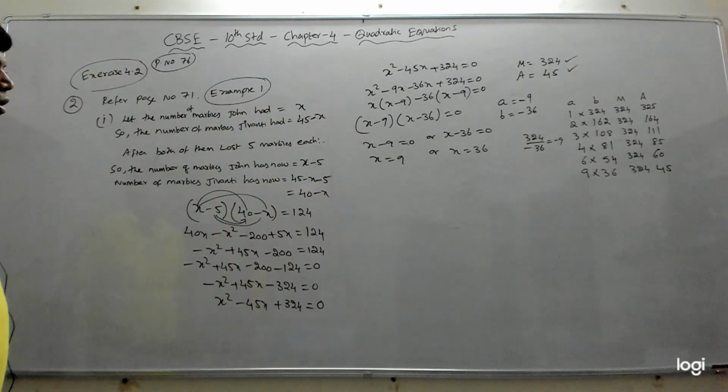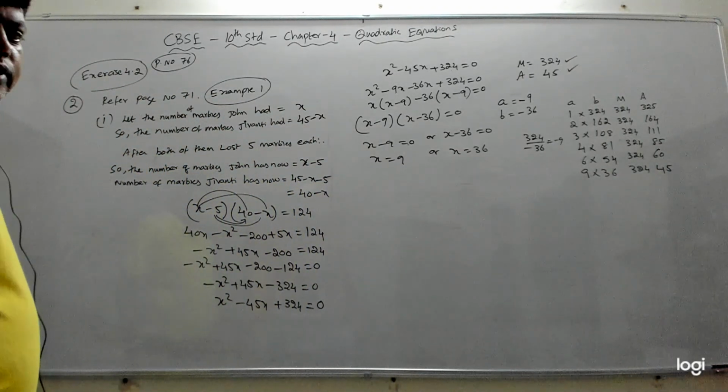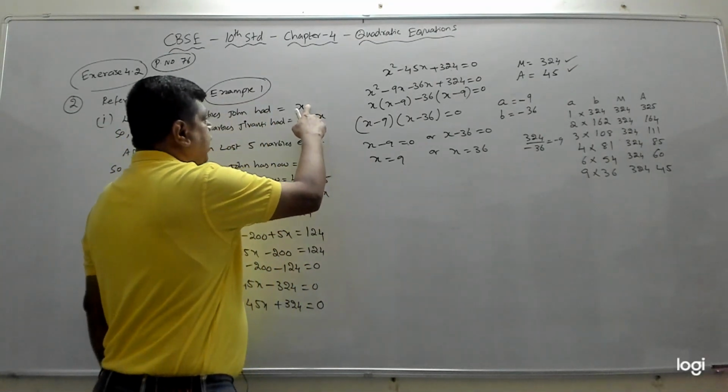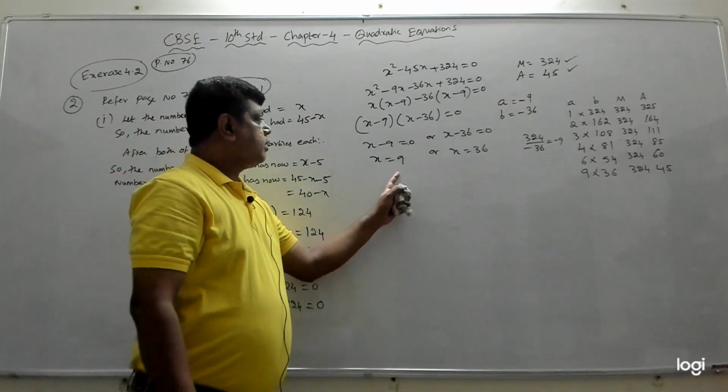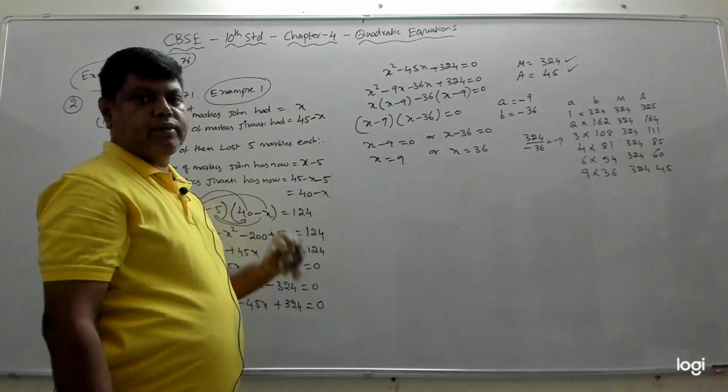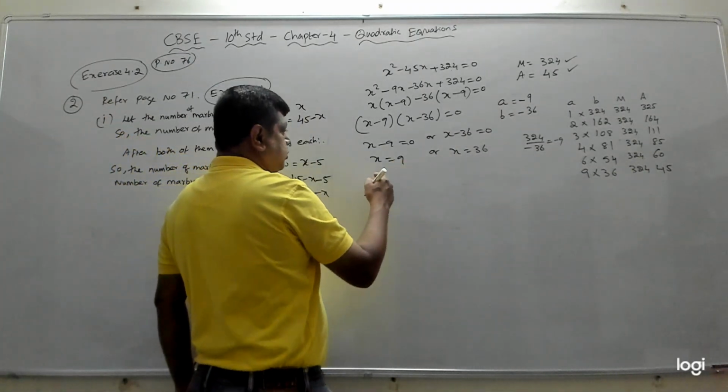And the answer is what? x is equal to 9 or x is equal to 36. Fine. So which means x is the number of marbles John had. Right? x is the number of marbles John had. And how much Jivanti had is 45 minus x. Now we got two answers. Now we have to take both the cases.